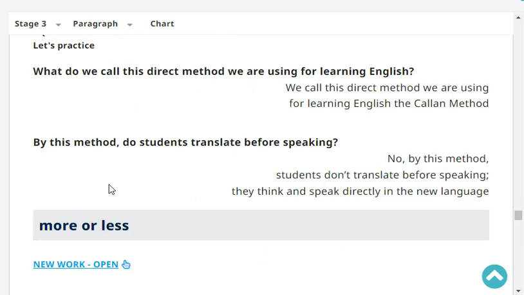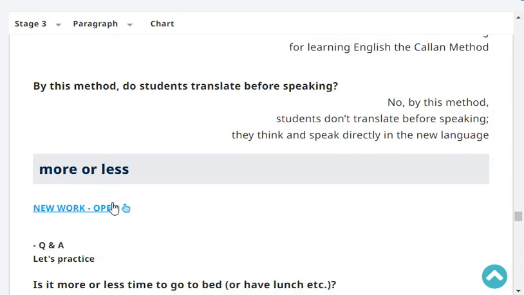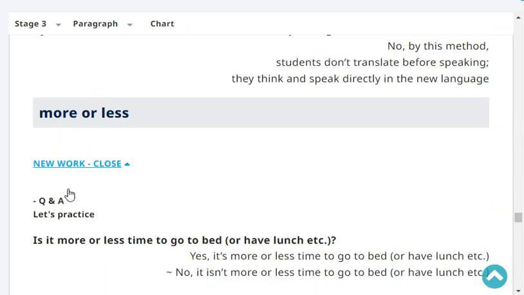Let's practice. What do we call this direct method we are using for learning English? We call this direct method we are using for learning English the Callan method. By this method, do students translate before speaking? No. By this method, students don't translate before speaking. They think and speak directly in the new language. Very good.